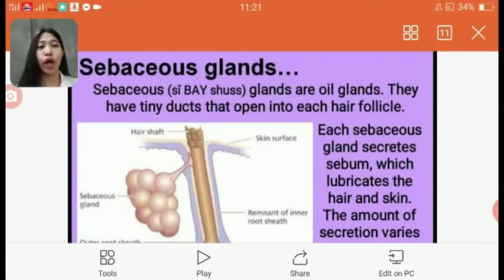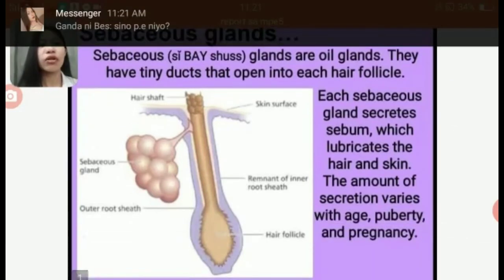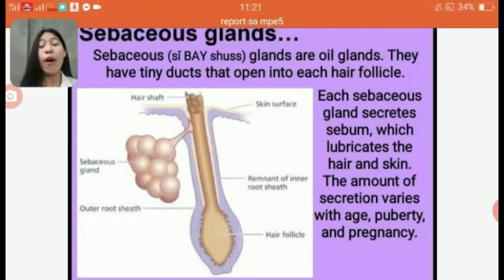Sebaceous glands are oil glands. They have tiny ducts that open into each hair follicle. Each sebaceous gland secretes sebum, which lubricates the hair and skin. The amount of secretion varies with age, puberty, and pregnancy.